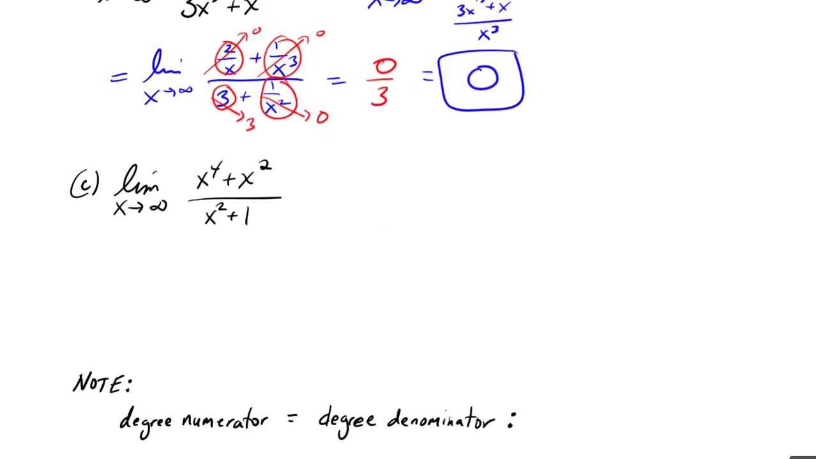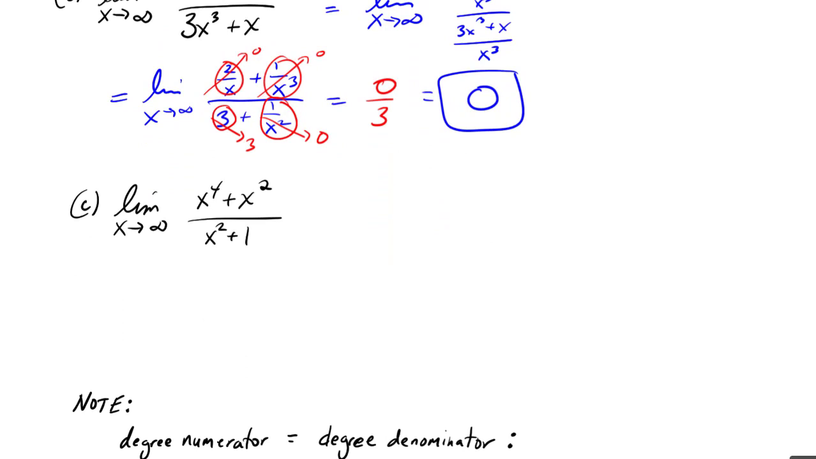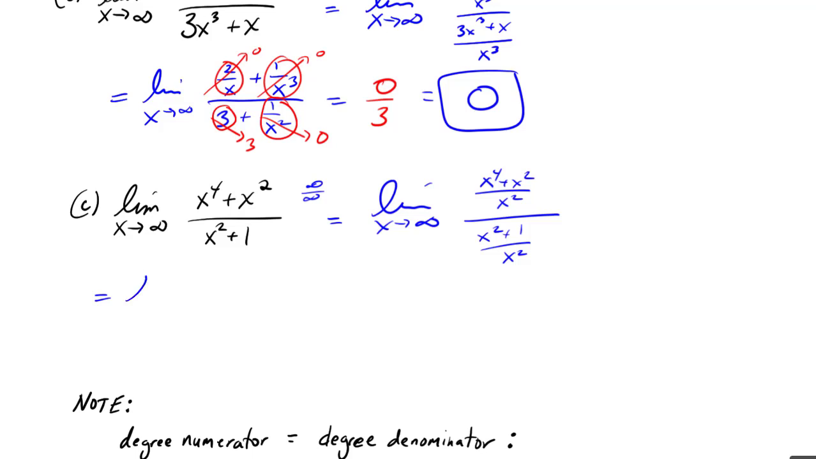Let's take a look at this one in C. All right, still, we're starting with an infinity over infinity situation because both the numerator and denominator are going to go to infinity. So I'll use my idea of dividing through by the highest power in the denominator, which is x squared. So x to the fourth plus x squared over x squared, all over x squared plus 1 over x squared.